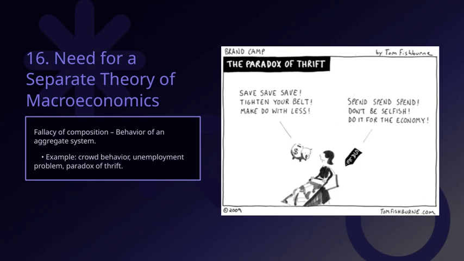Let's explore why we need a separate theory of macroeconomics. When we look at phenomena like crowd behavior, unemployment problems, or the paradox of thrift, we're dealing with issues that emerge only when we consider the economy as a whole. This is where the fallacy of composition comes into play, the mistaken idea that what's true for individual parts must necessarily be true for the entire system. Understanding the behavior of an aggregate system requires a different approach. It's not enough to simply sum up individual actions. We need a broader framework, a separate theory that can explain these collective phenomena.